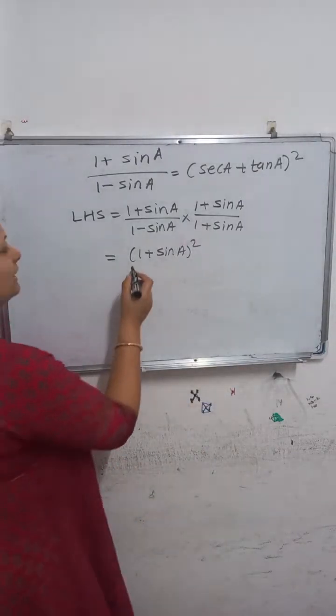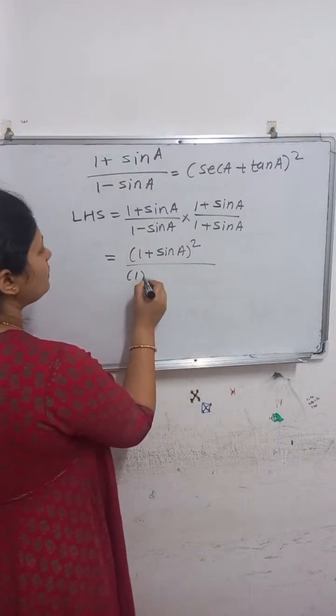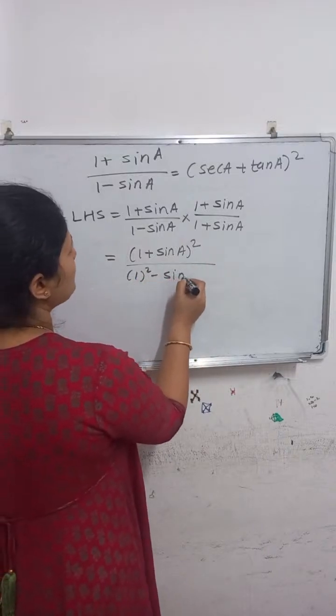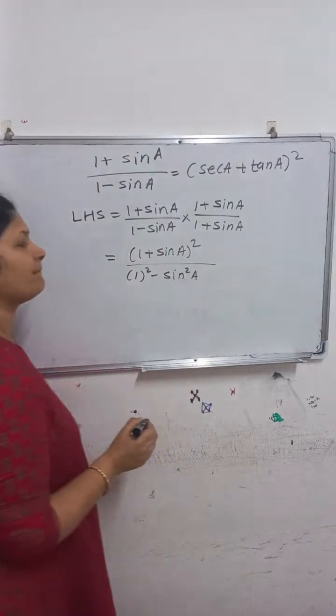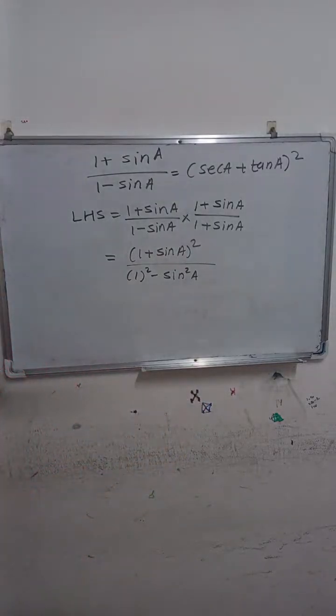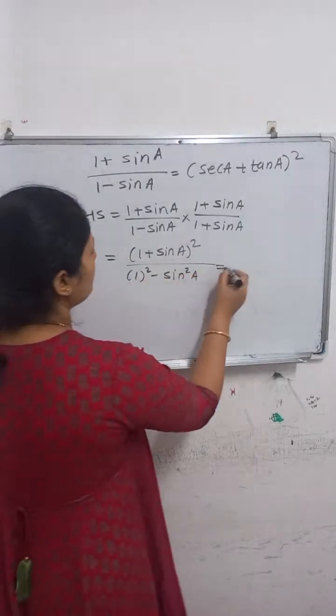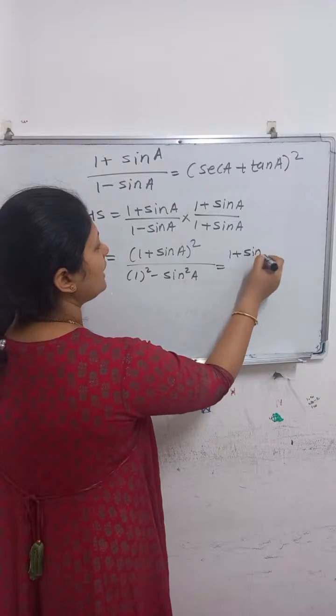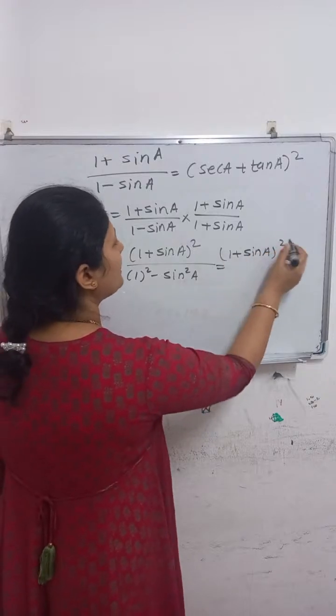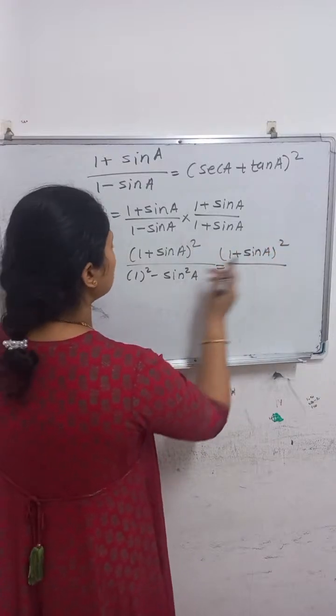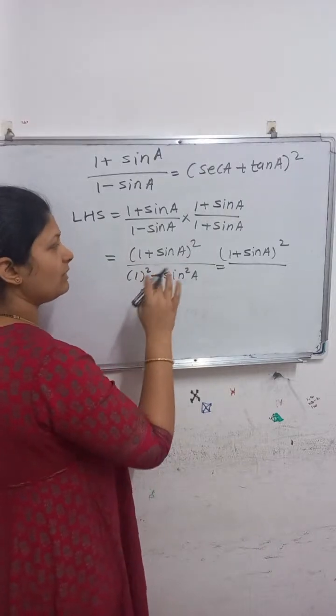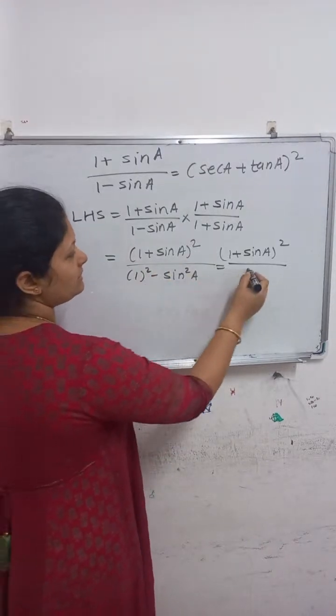Okay, so we can write here 1 square minus sine square A. Can we write it like this? Once you get this, then what are the steps we can perform here? So again (1 plus sine A) whole bracket square, we can keep it as it is. 1 square is 1. 1 minus sine square A is nothing but what?